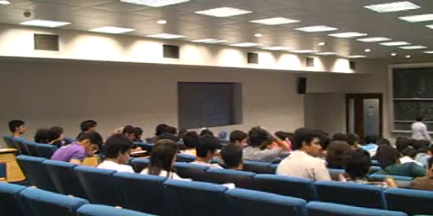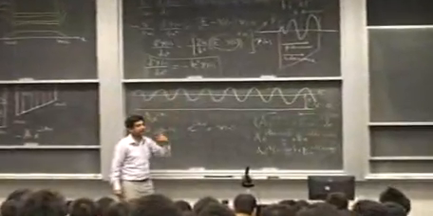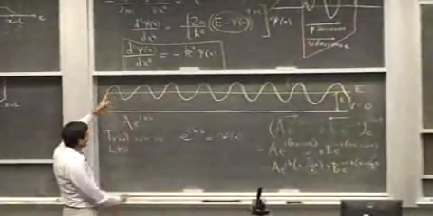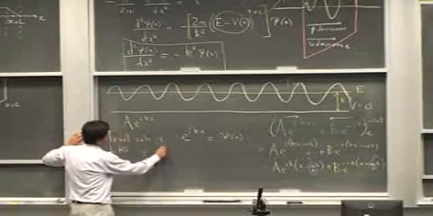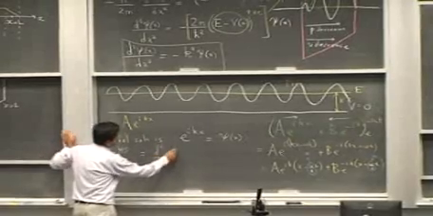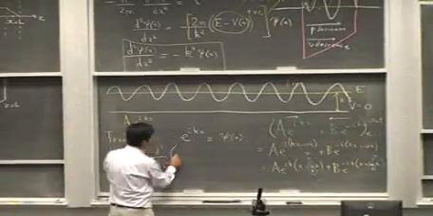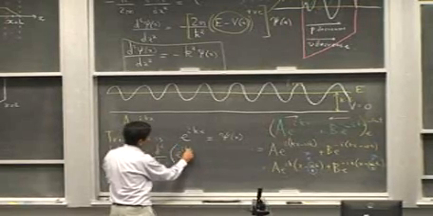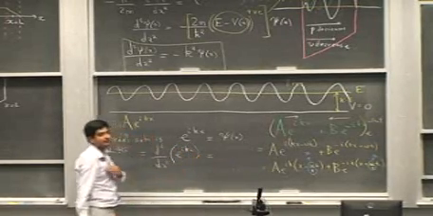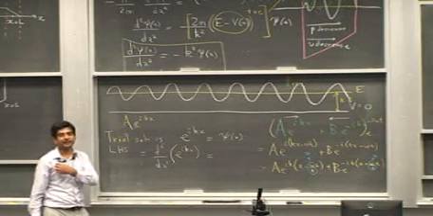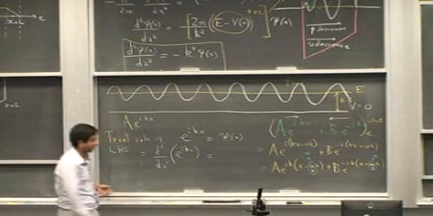So I propose that this is a solution of this equation. I have to verify it. So I look at the left hand side. The left hand side equals d squared dx squared of this solution, of this trial solution e^(ikx). What do I get here? I get i squared k squared, which is minus k squared.